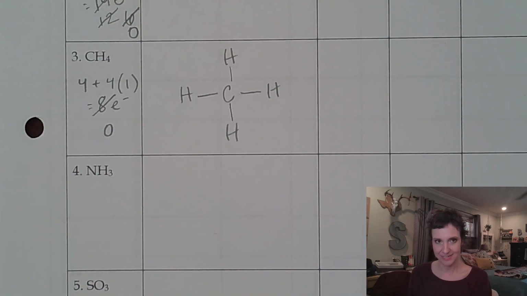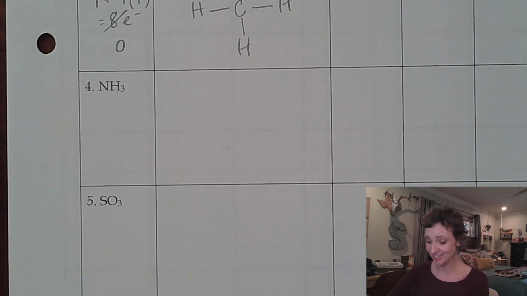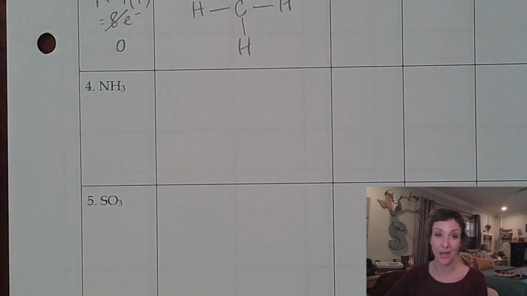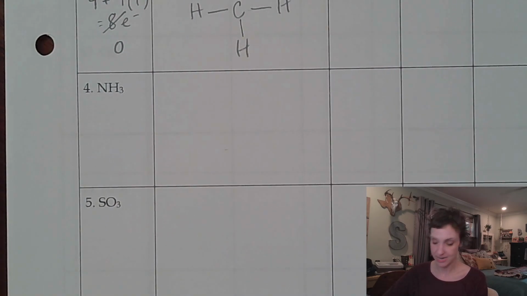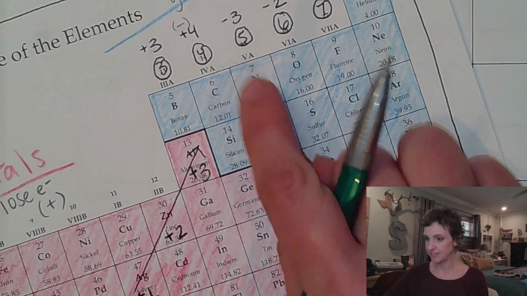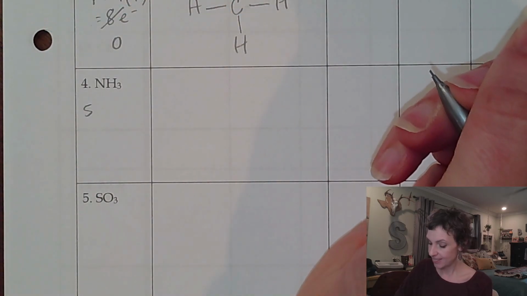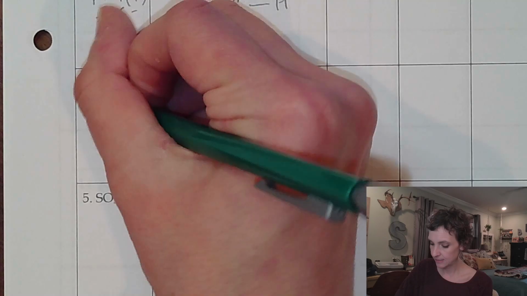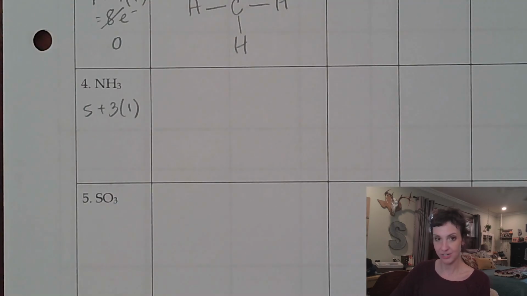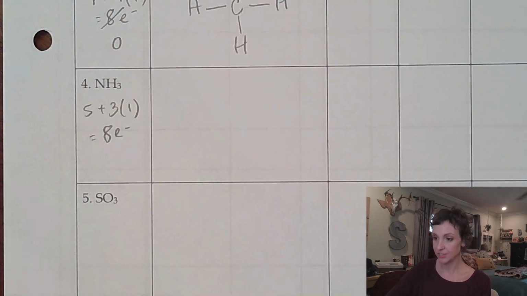Okay, let's see this next one, NH3. So we could call that nitrogen trihydride, or a more common name for him would be ammonia. So let's count how many valence electrons total within this molecule. Nitrogen is in group 15, right? So he's got 5. We only have 1 of him. And then I have 3 hydrogens, each one with 1 valence electron. Okay, so I have a total of 8 electrons.